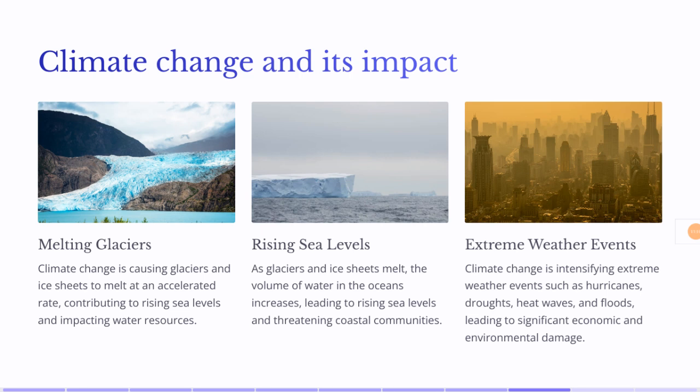Climate change is intensifying extreme weather events such as hurricanes, droughts, heat waves, and floods, leading to significant economic and environmental damage.